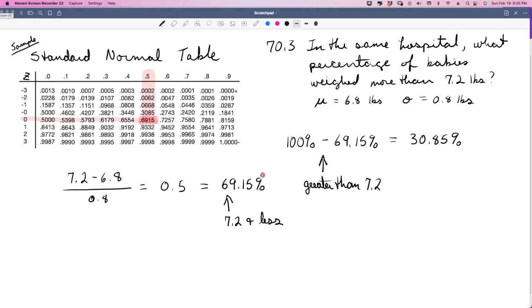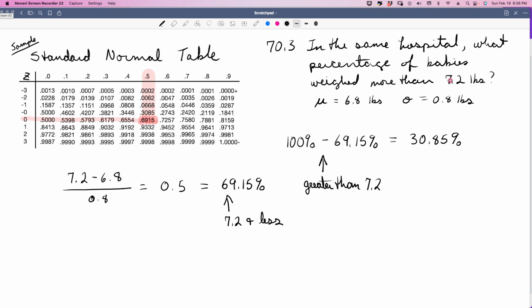So if you got 69.15%, you got the wrong answer. The correct answer is going to be 30.85%, and I want you to understand why. That's because on this, think about the number line and how the chart is written on the number line. This number is going to be 7.2 pounds and less because our mean is 6.8 pounds. So it's looking at that as the percentage.